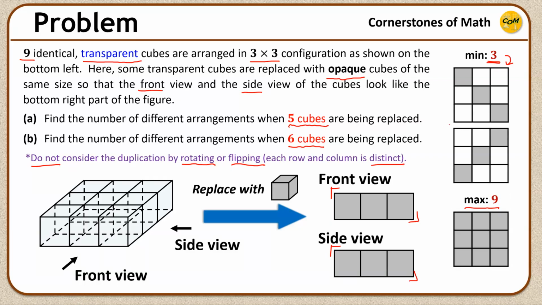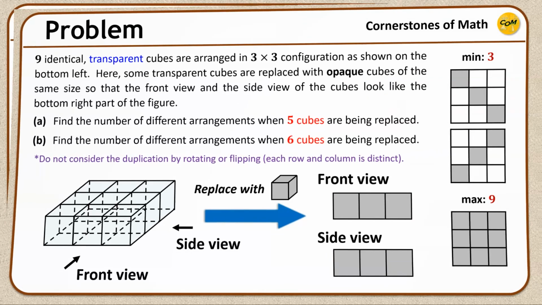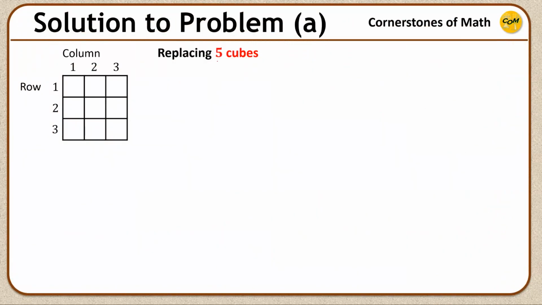For example, in the case of replacing 3 cubes, these 2 cases are considered different, even though we can rotate one arrangement to obtain the other. So with problems and rules settled, let us solve the problem. Problem A, replacing 5 transparent cubes.